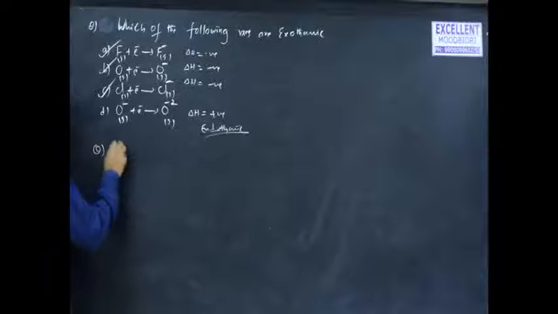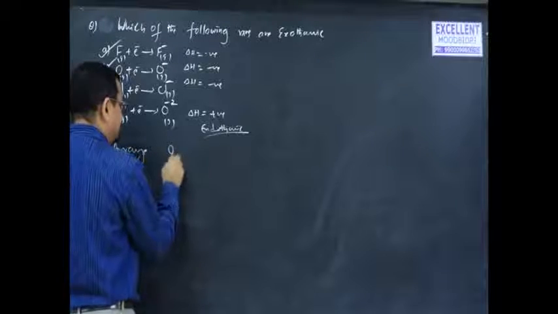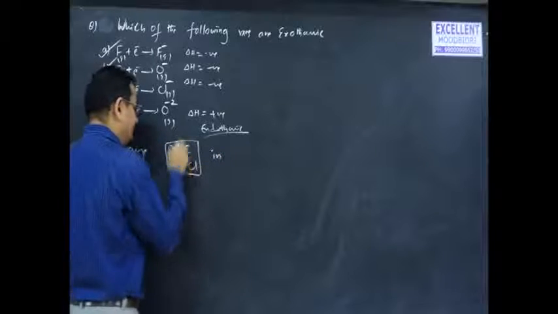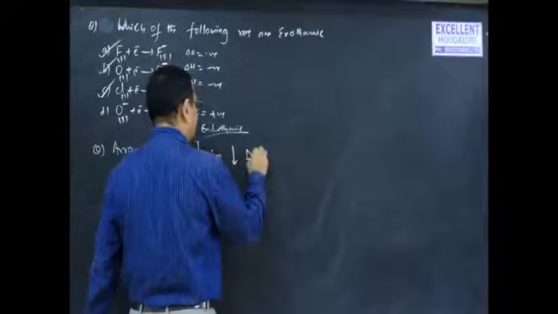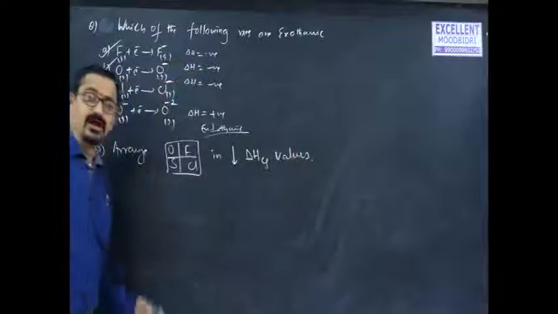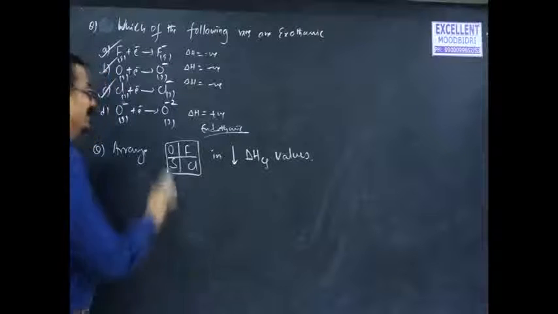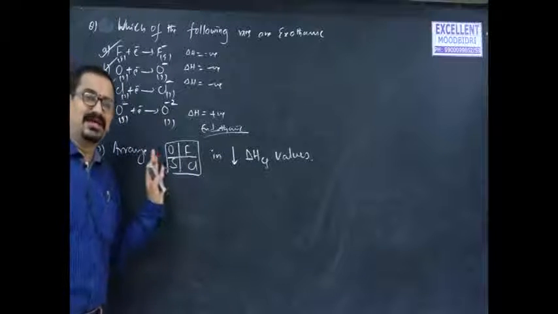Another question is: arrange oxygen, sulfur, fluorine and chlorine in decreasing electron gain enthalpy values. Sir, shall we remember the values? You need not remember any value, don't worry. Just arrange them in decreasing electron gain enthalpy sequence.